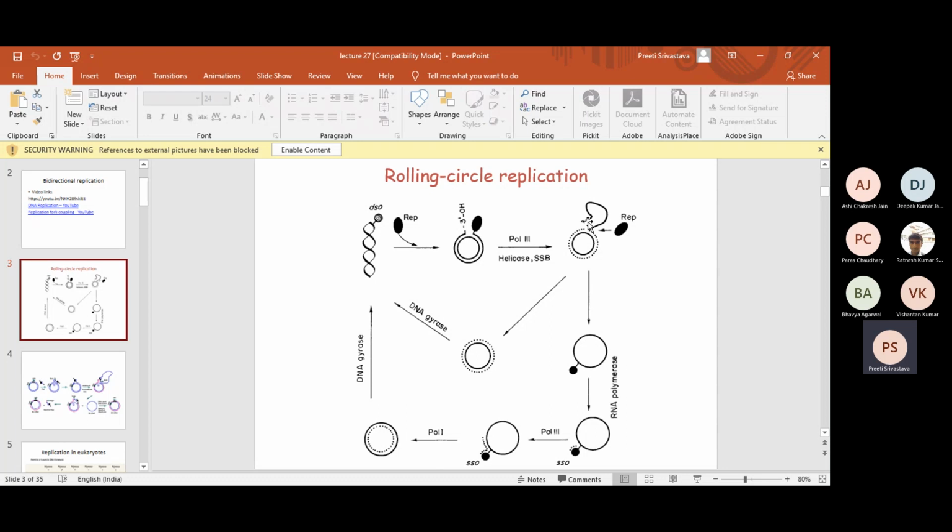Rolling circle replication mechanism has been observed mostly for small plasmids. It doesn't occur for large plasmids. There are no reports. As soon as the size of the plasmid crosses a certain extent, the mechanism is somewhat different. For example, RSF1010 doesn't replicate by rolling circle. pCR1, pCR2, 3 and 4, these plasmids are in the range of 1.4 kb, 3.2 kb, 4.4 kb. They replicate by rolling circle mechanism.